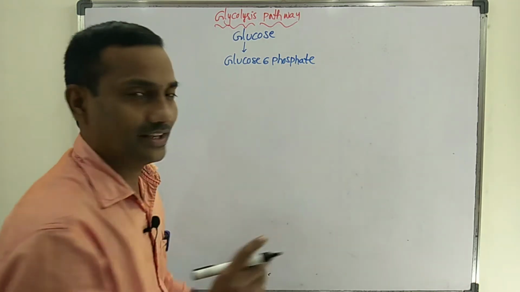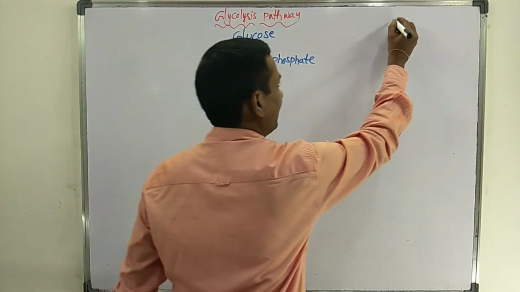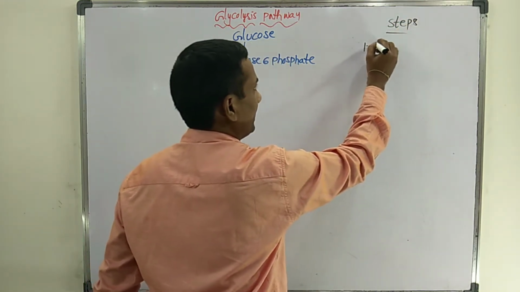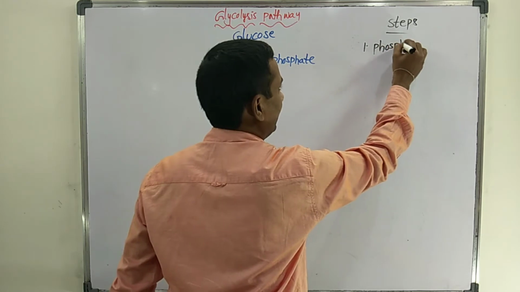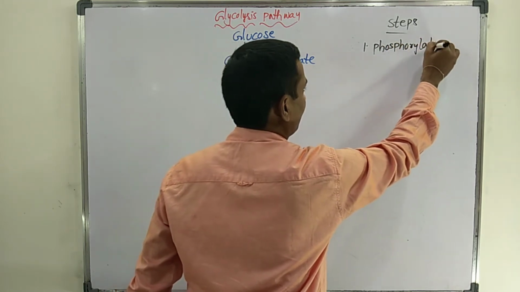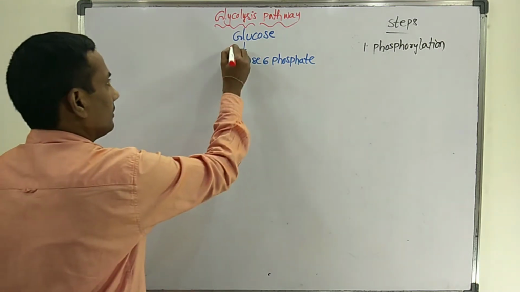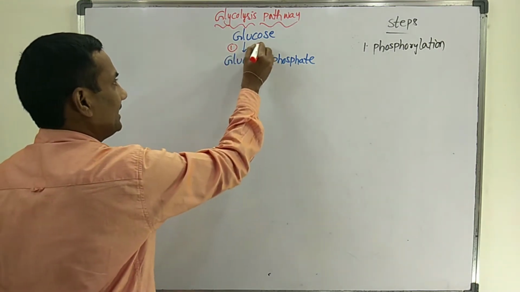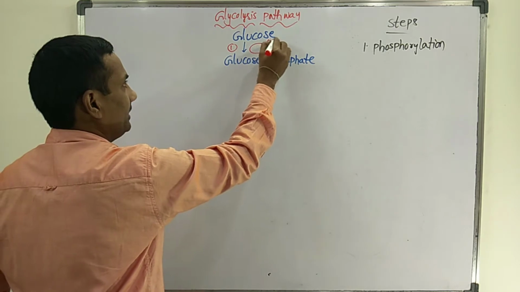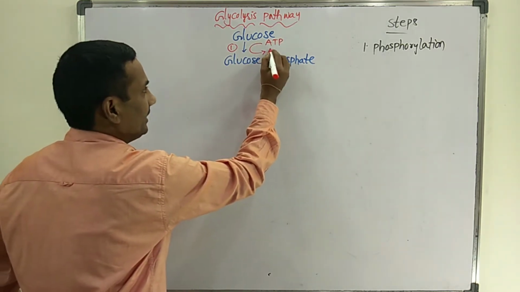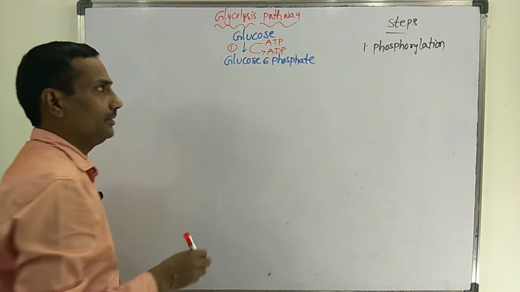There are a total of 10 steps involved. The steps I'll write here. The first step is known as phosphorylation. In the first step, one single ATP is utilized. That ATP converts into ADP.